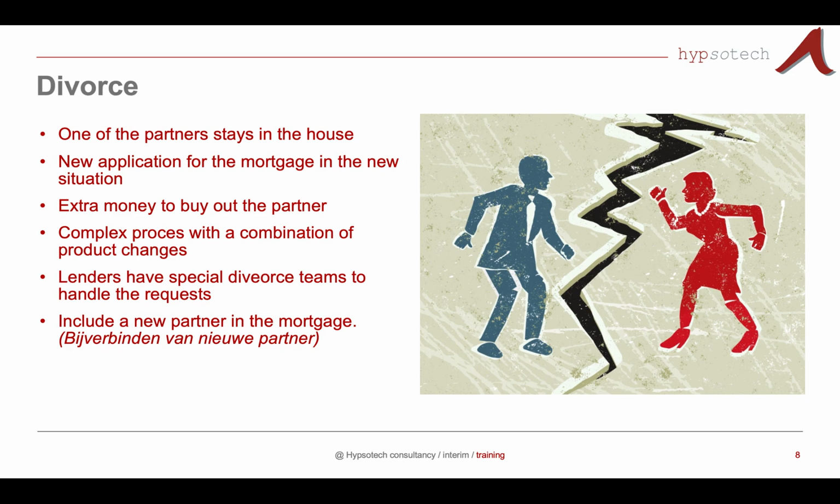To have a good customer service and to improve the customer journey, lenders have initiated special what we call divorce teams to handle these requests. And one of the issues is that there are several separate individual changes, but the combination of the changes and the integrated communication with the consumer is in these cases very important. And maybe it even results in having a new partner in the mortgage, and that's what we call bijverbinden.